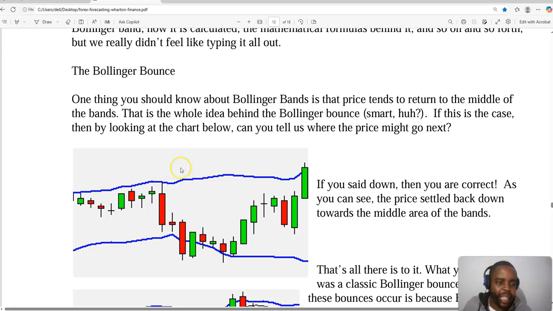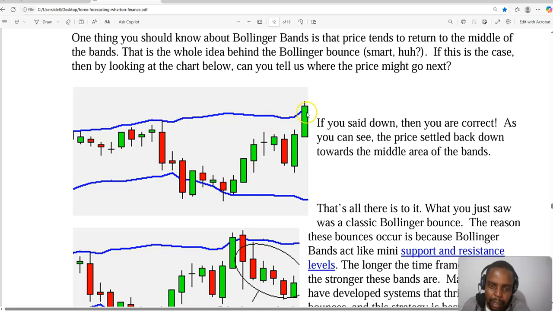If this is the case, then by looking at the chart below, you can tell where the price might go next. So then in this section here, you can try and determine where the market is going. This is the bounce, by the way, I'm telling you about the bounce.